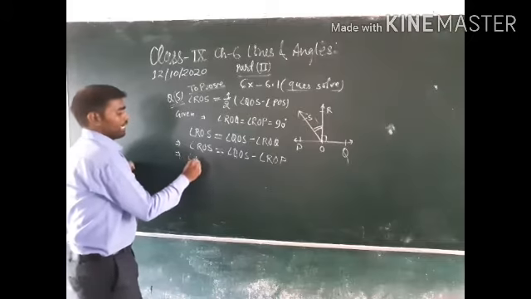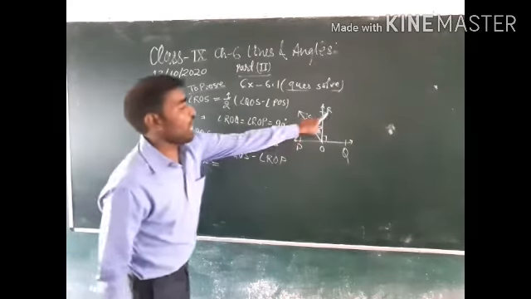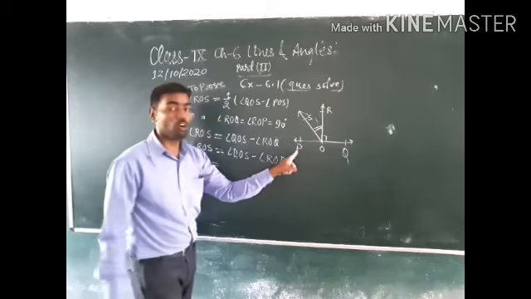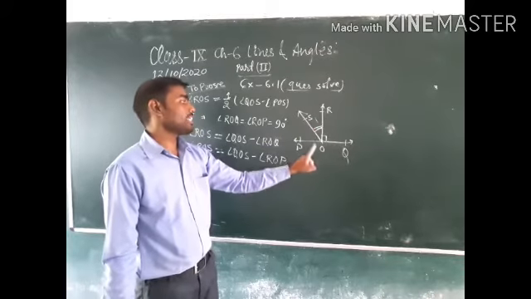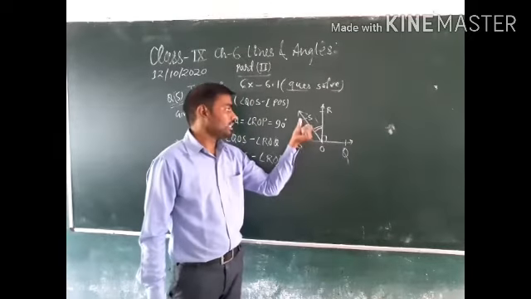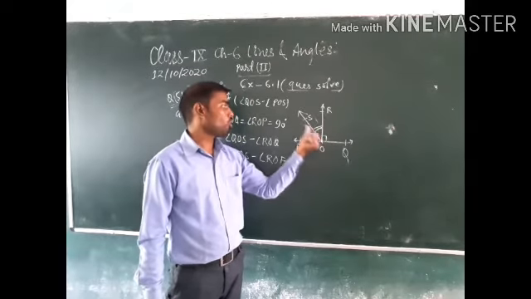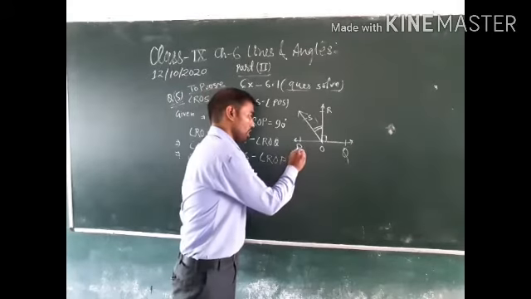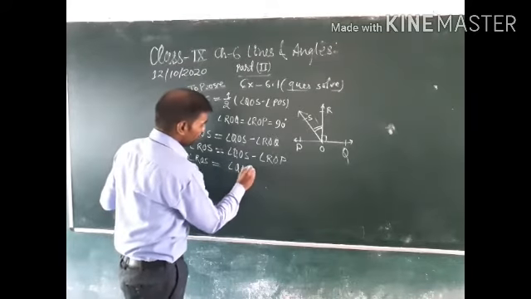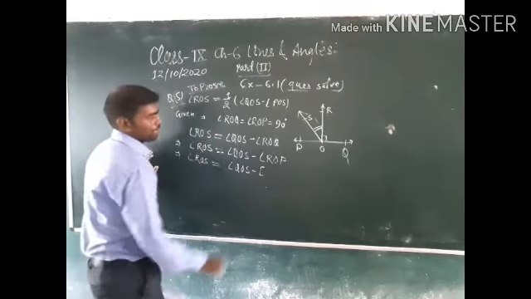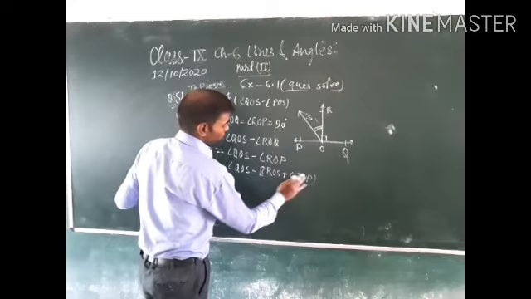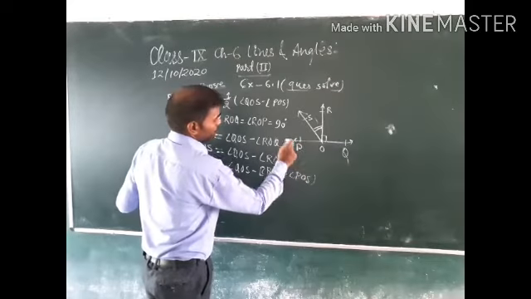Now angle ROP can be written as ROS plus SOP, because ROS and SOP are adjacent angles. You can easily see that this is the vertex and this is a common ray. So ROP is equal to ROS plus SOP, or POS.